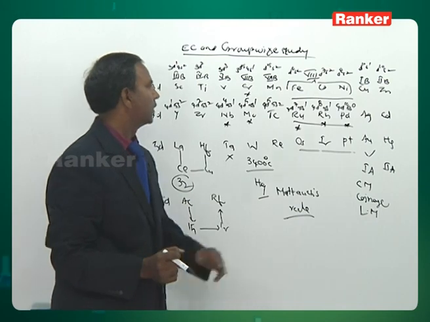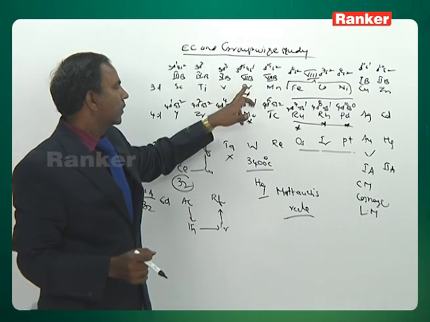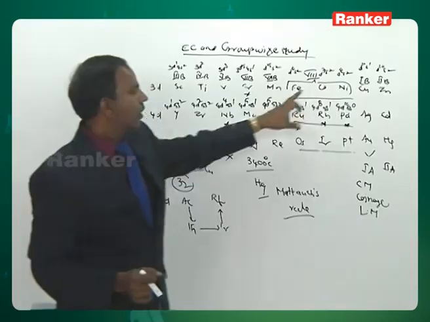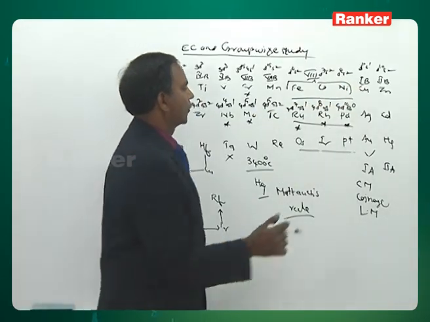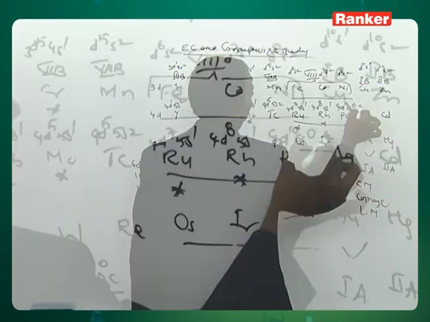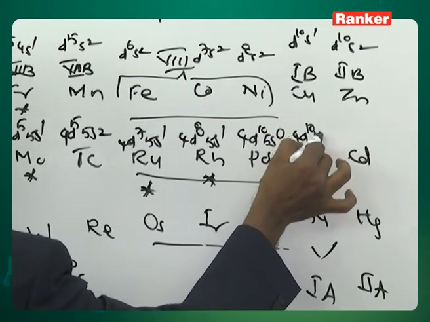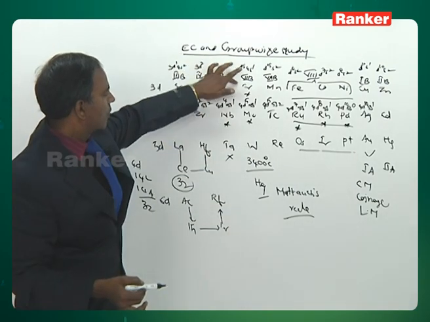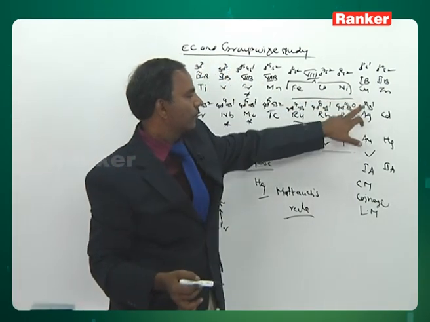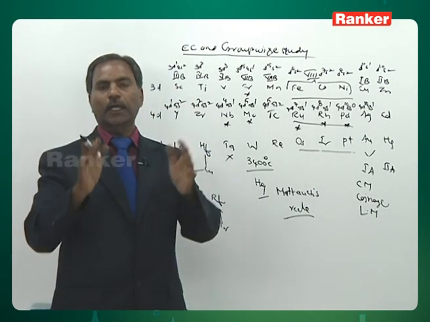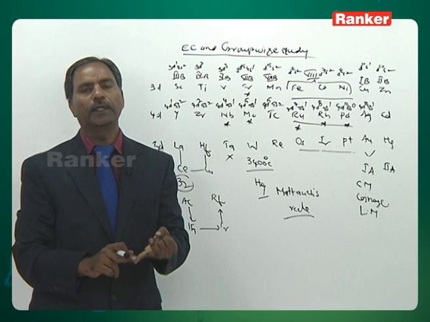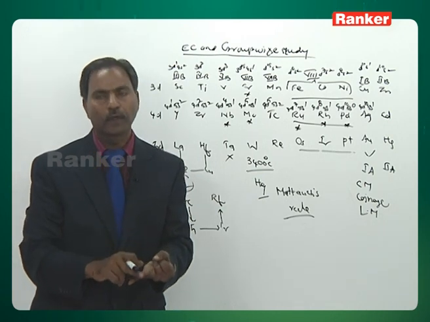Now look here. In the case of chromium, molybdenum, copper and silver, the silver configuration you can take is 4d10 5s1. See here, chromium, molybdenum, copper, silver. Their exceptional electronic configurations we can explain based on half-filled stabilities and full-filled stabilities.